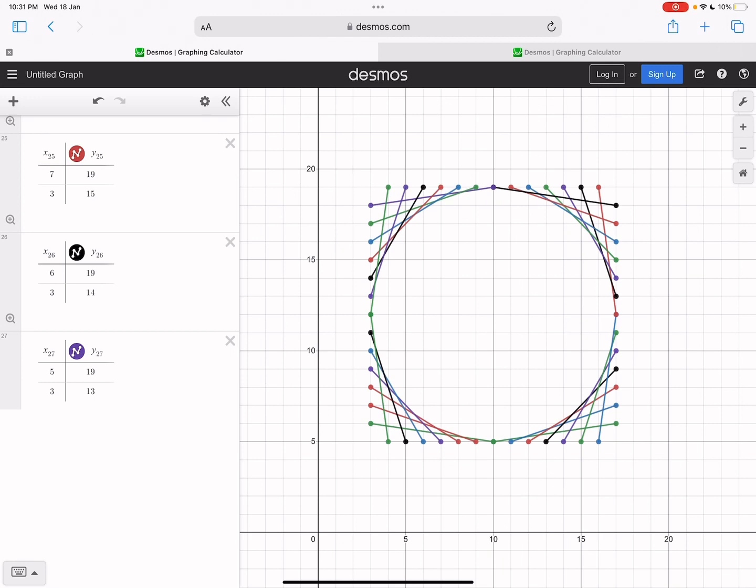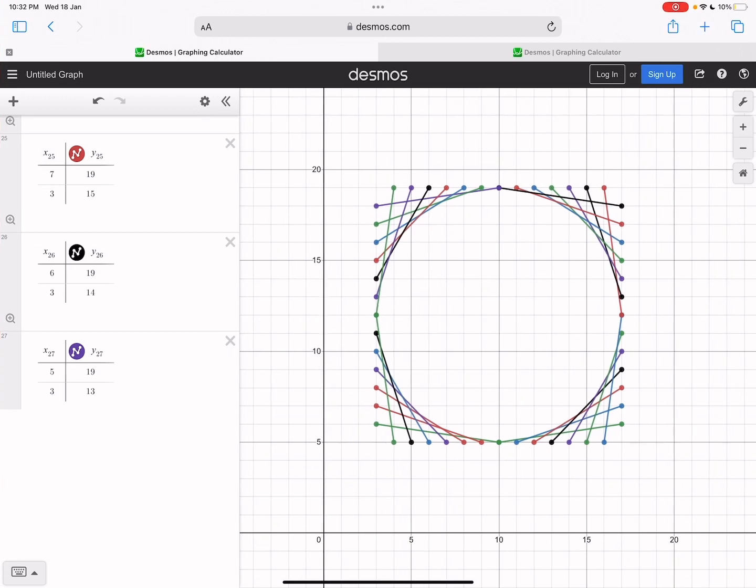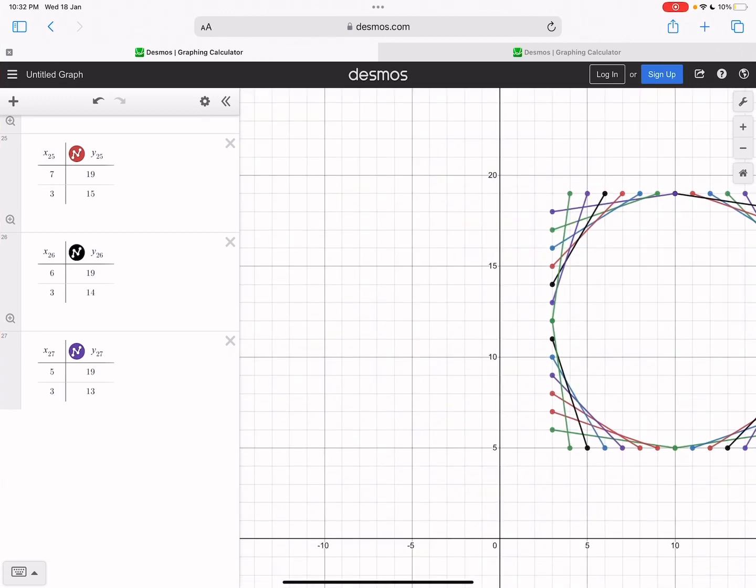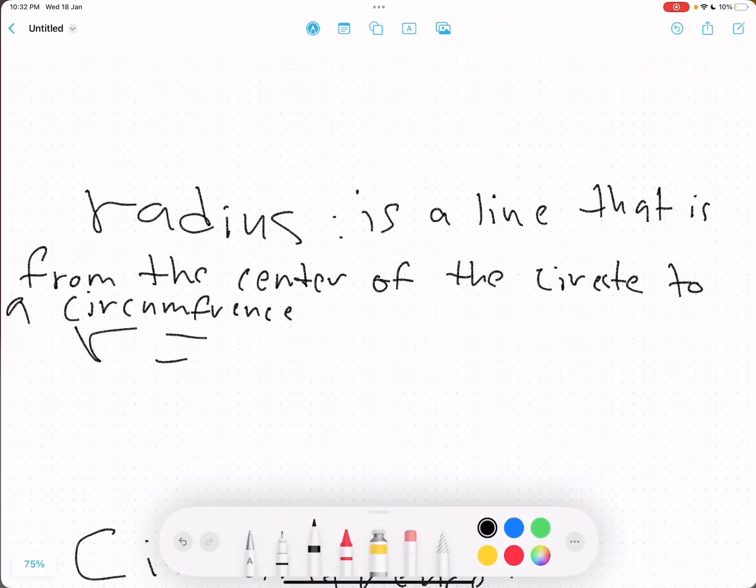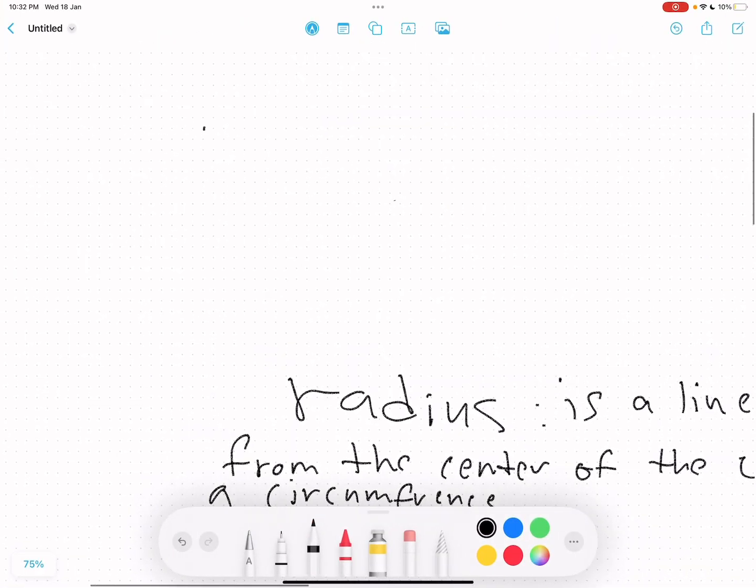Now the diameter of the circle is the line that passes through the circle from one point of the circumference to another point of the circumference, but has to pass the center of the circle. If not, it will become a chord or any other line segment. So to find the diameter, we have to subtract 19 from 5. So we can go back. We can do here d equals 19 minus 5, which equals 14.